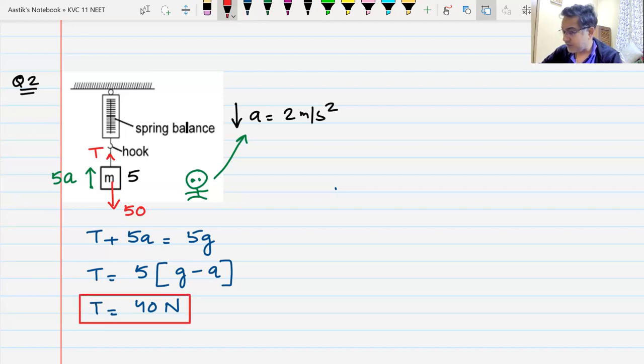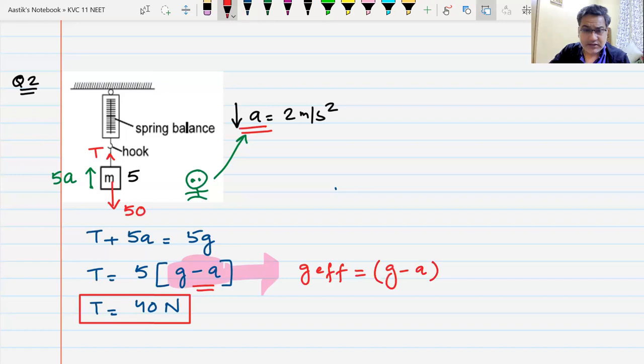When the lift is going down with an acceleration, effectively it becomes G minus A. We call this G minus A the effective G. This is the term that is used, G effective. So in the case of the lift going down, G becomes G effective equal to G minus A.